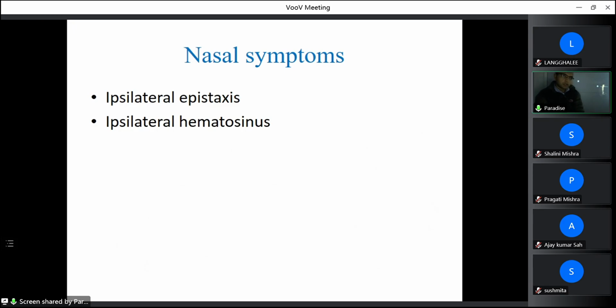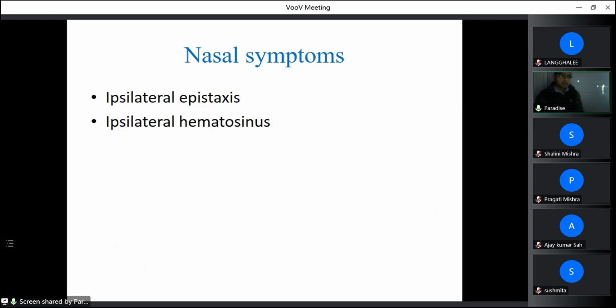Once the blood is accumulated within the maxillary sinus, it will come out through the nasal cavity, because the meatus present in the lateral wall of the nasal cavity communicates the maxillary sinus with the nasal cavity. So there will be epistaxis or nasal bleeding on the same side. If the fracture is present on the right side, then the blood will also come out from the right nostril.